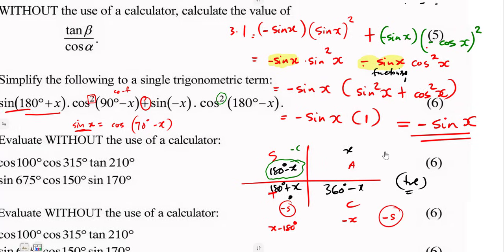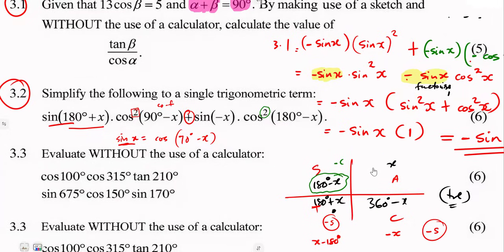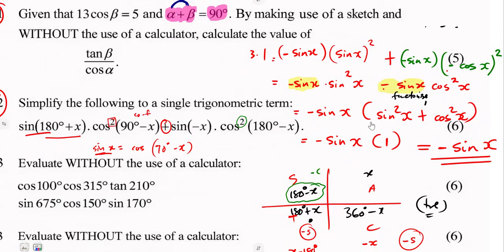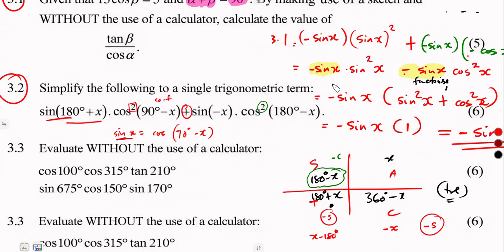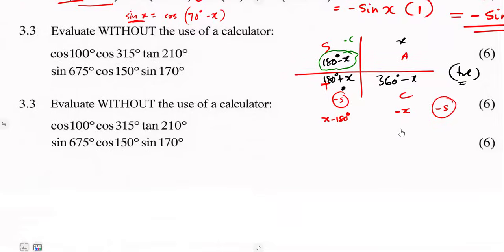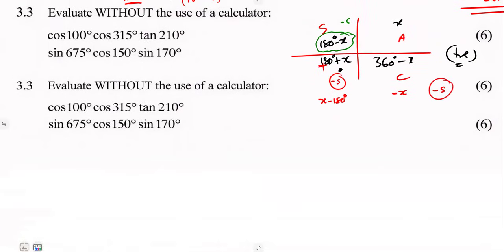All right, so play around with these questions. So this is 3.2, not 3.1. Why am I writing 3.1? This is 3.2 and 3.3. All right, this was just a repetition here, so I'm just going to use this one. This is 3.3. Evaluate without the use of a calculator.